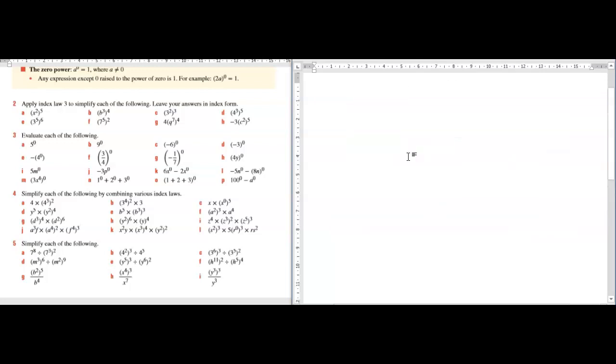All right, just going to get rid of that so we've got space for question 4. So for question 4, we need to simplify by using a variety of index laws. So I'm just going to do a few here.